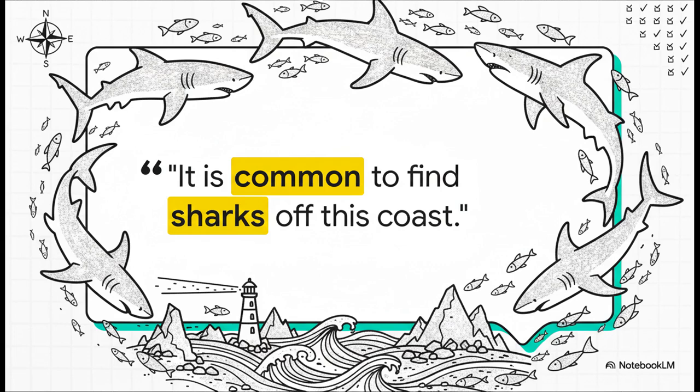This example makes it super clear. If you go to that coast, you can pretty much expect to see sharks. It's a normal, frequent thing. It's not a surprise, it's just a standard feature of that place. And that predictability, that's what this sense of common is all about.